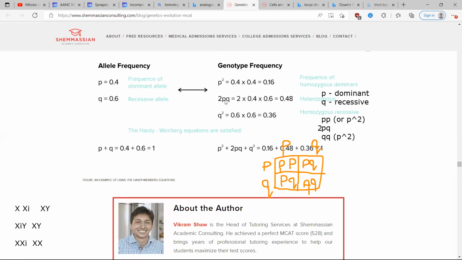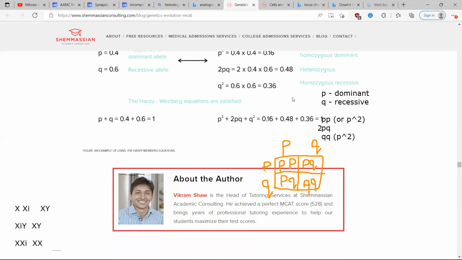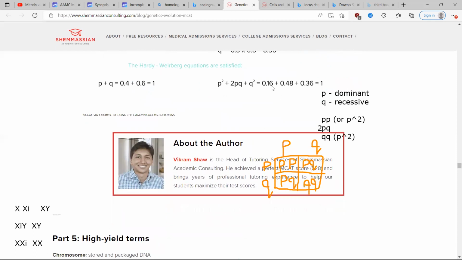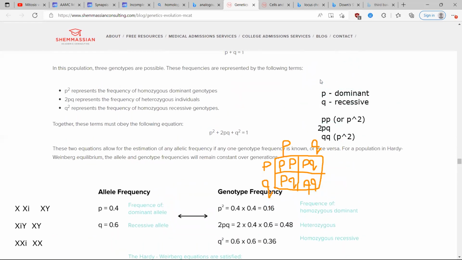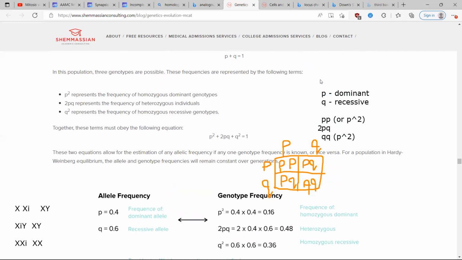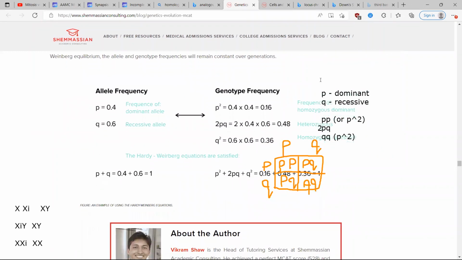Then if you're supposed to know 2PQ, 2 times 0.4 times 0.6, 48% of the population is heterozygous. For QQ, you do the math, 36% of the population is homozygous recessive. And if you add up all of these percentages, you get 1 or 100%. And that's how the Hardy-Weinberg equation works.